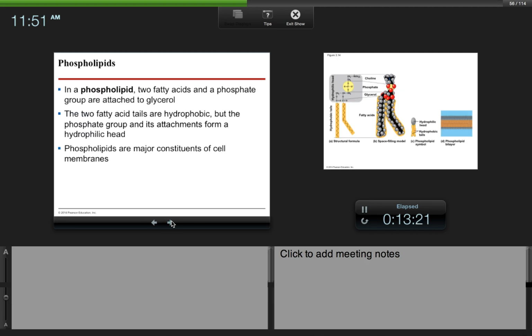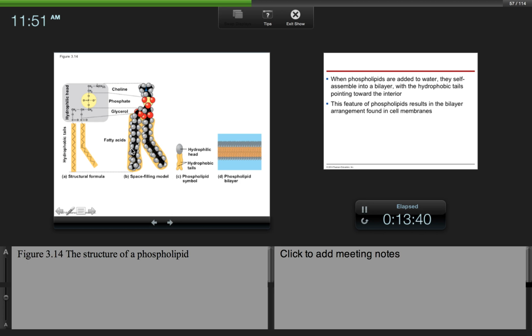Next we have phospholipids. Phospholipids are found in your cell membranes. They consist of 2 fatty acids and a phosphate group that's attached to glycerol. The 2 fatty acid tails are hydrophobic, and the phosphate group and its attachment form a hydrophilic head. Okay, so here are the fatty acid tails of the phospholipid, and here's the hydrophilic head. Here's your phospholipid bilayer, your cell membrane.